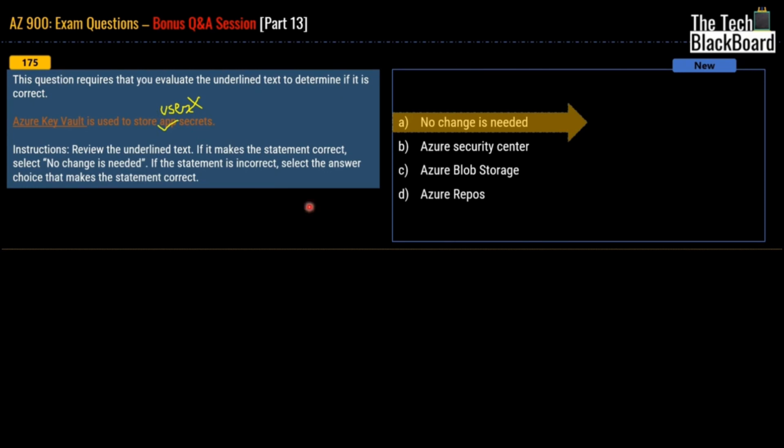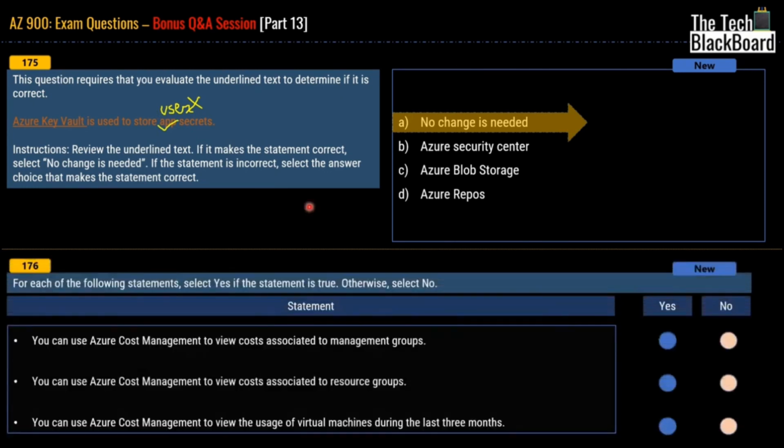Now let's move to question number 176. This is again a yes no kind of question. So let's read the first statement. The first statement says that you can use Azure Cost Management to view cost associated to management groups. The correct answer for this statement is yes. Then the second statement says that you can use Azure Cost Management to view cost associated to resource group. The correct answer for this statement is also yes.